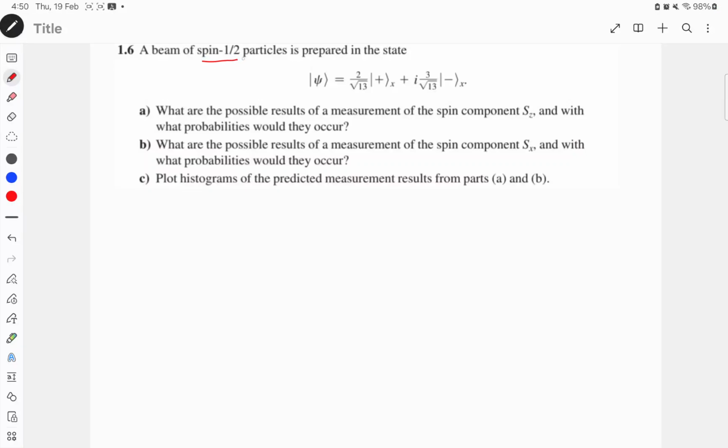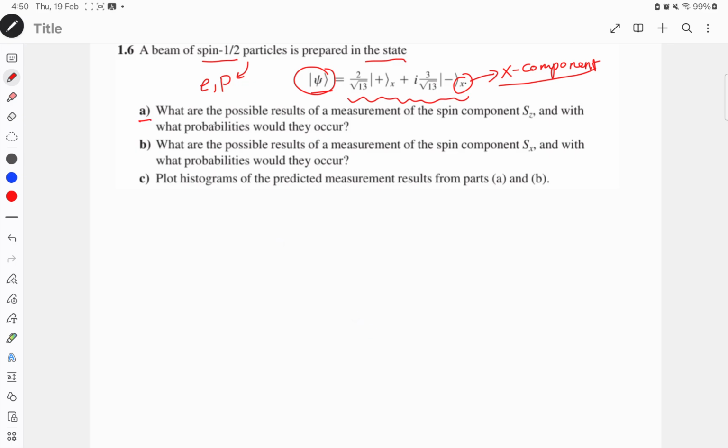A beam of spin-half particles is prepared in the state. This is the state which spin-half particles like an electron or proton are prepared in. We can see here that the basis used is the X component. So in A, this should be in our mind.